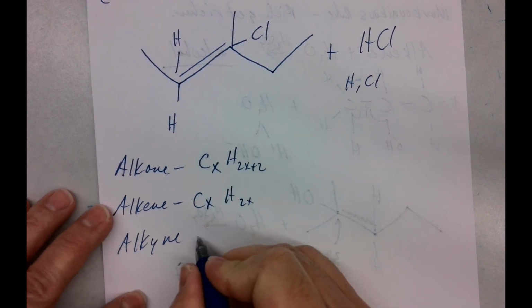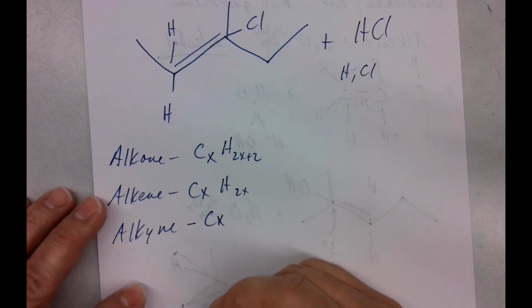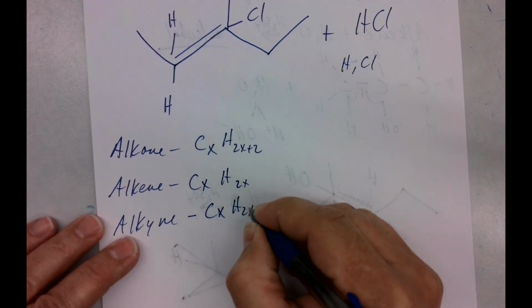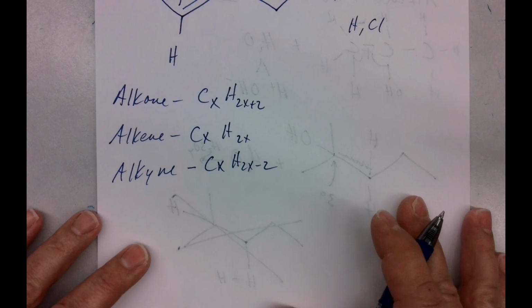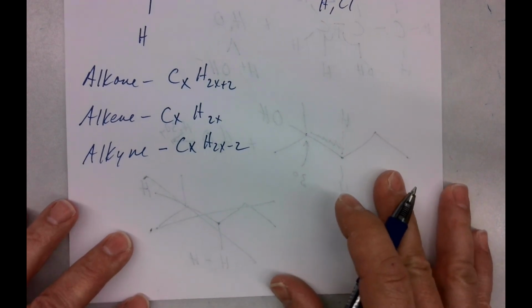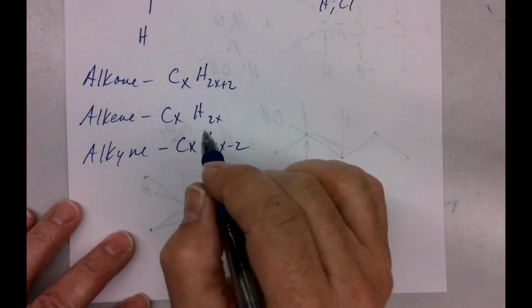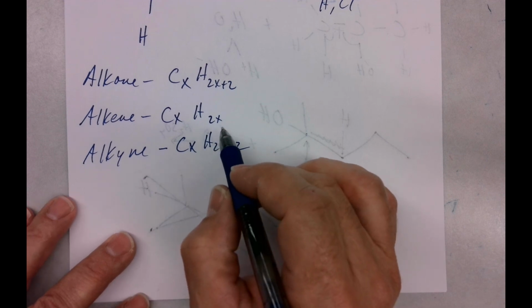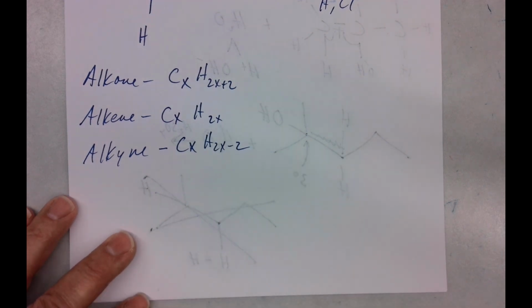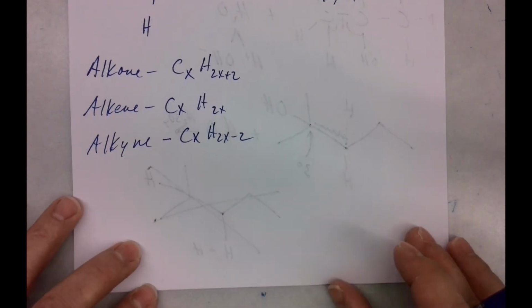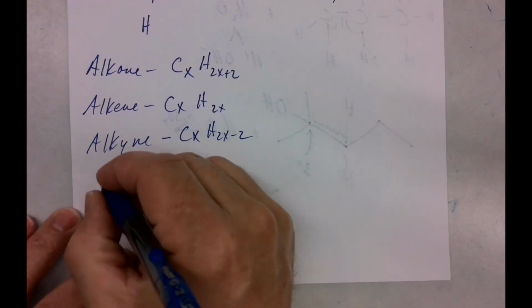What about an alkyne? Yeah, then it's H 2X minus 2. Did you do the Learn Smarts? Maybe. I think this is right off one of the Learn Smarts, isn't it? I'm pretty sure it looked just like that, didn't it, Chance? Okay. Alrighty.